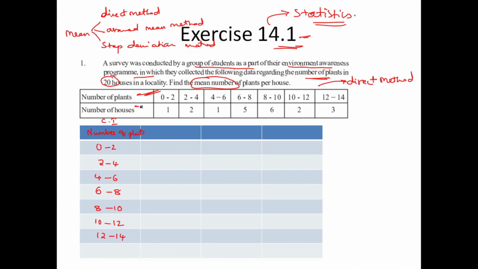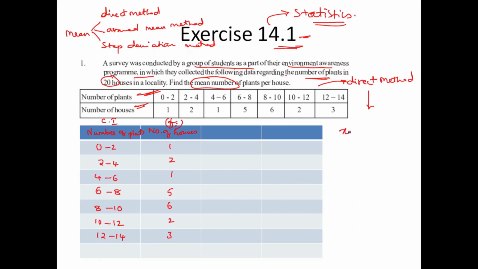And the next is your number of houses. This number of houses is also taken as your f of i, suffix i. So let me write this data: 1, 2, 1, 5, 6, 2, and 3. Now, the main thing is using the direct method.